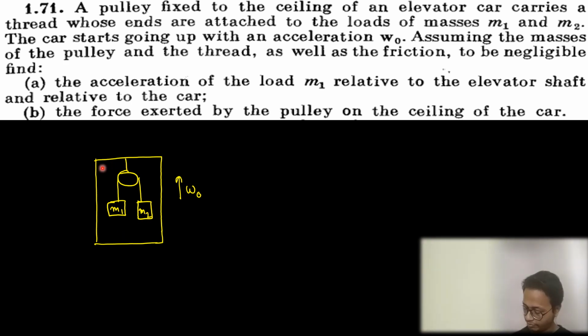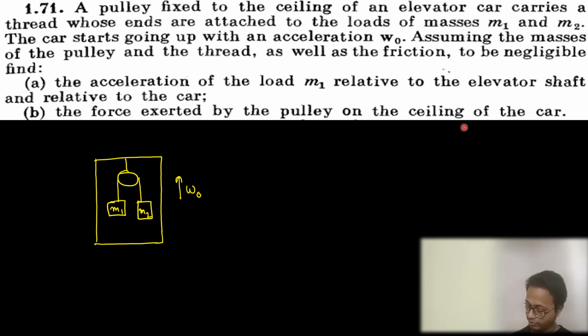That means when our frame of reference is in the lift, and relative to the elevator shaft. That means relative to the ground. Elevator shaft is nothing but the frame holding the elevator, so the frame holding the elevator is the same thing as the frame holding the ground. So find the relative acceleration of m1 and m2 with respect to the lift and with respect to ground.